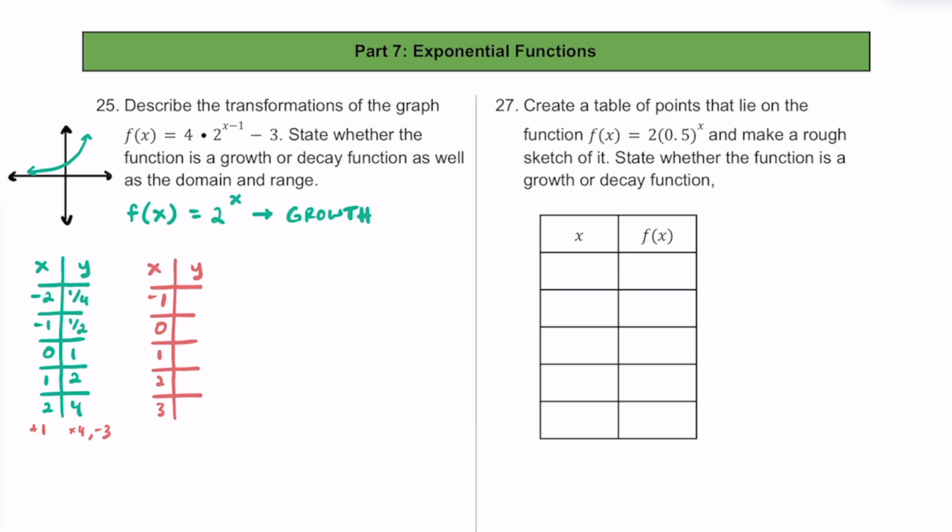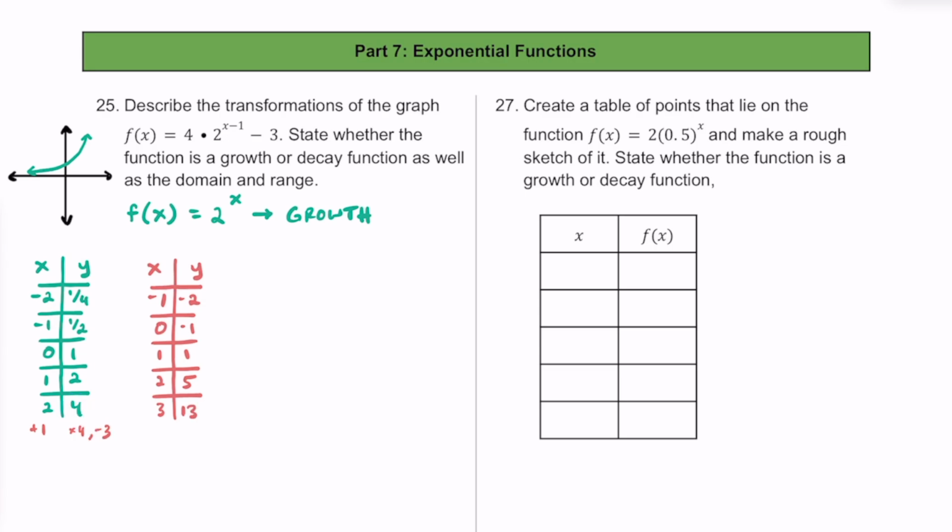And for our y values, let's go ahead and take each of these y values, multiply them by 4, then take away 3. So this 1/4 times 4 is 1, minus the 3 is going to be -2. Then we can take this 1/2, multiply it by 4, that's going to be 2, minus 3, that's going to be -1. Then we can take this 1 times 4 is 4, minus 3 is going to be 1. Then we're going to take this 2, multiply it by 4, that's 8, minus 3, that's going to be 5. And then this 4 times 4 is 16, minus 3, that's going to be 13.